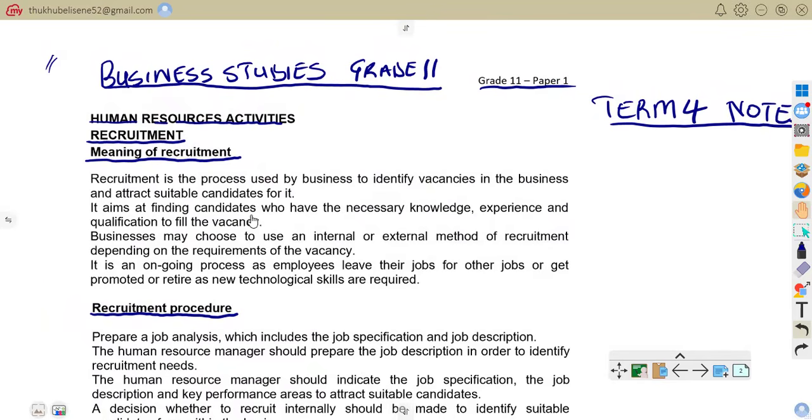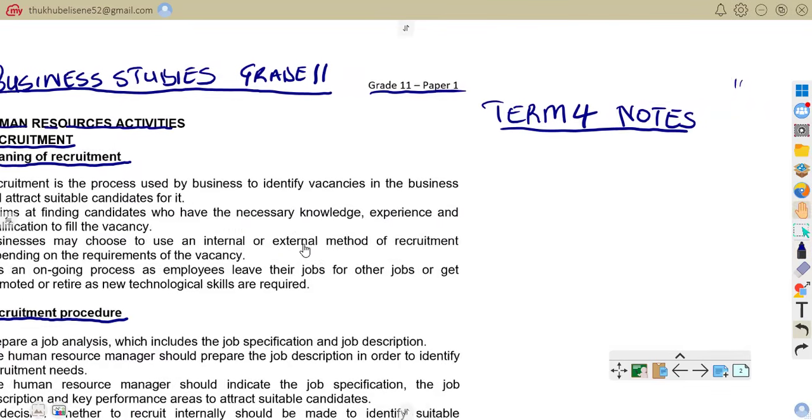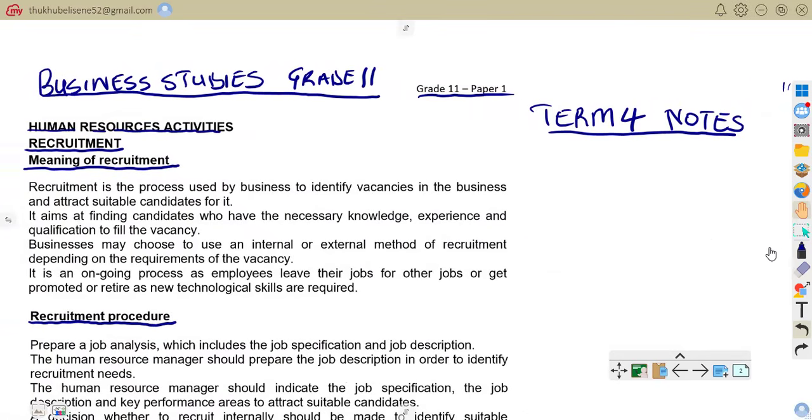We are going to talk about the human resource function. We are going to start with recruitment, the meaning of recruitment. When you talk of recruitment, we are talking about the process of attracting suitable people to apply for a job.